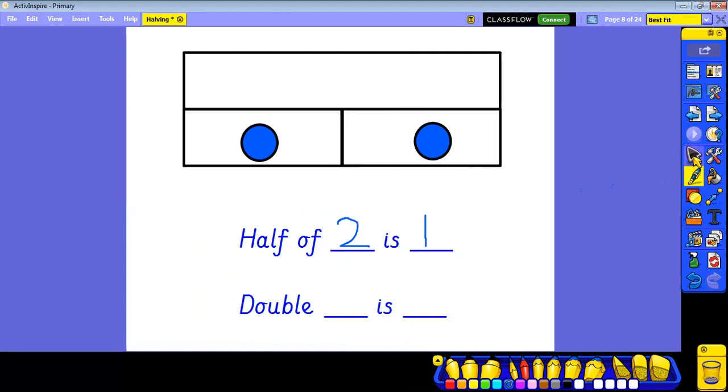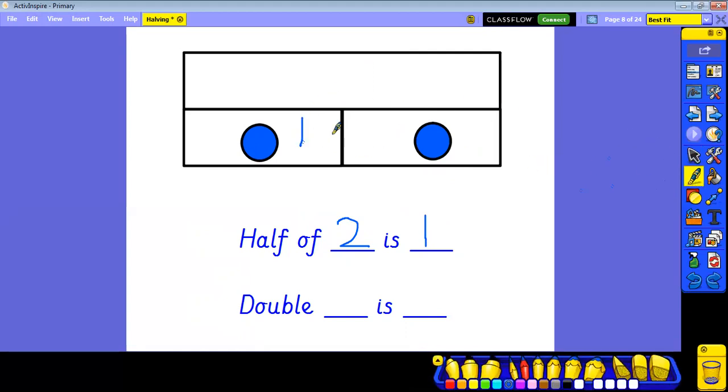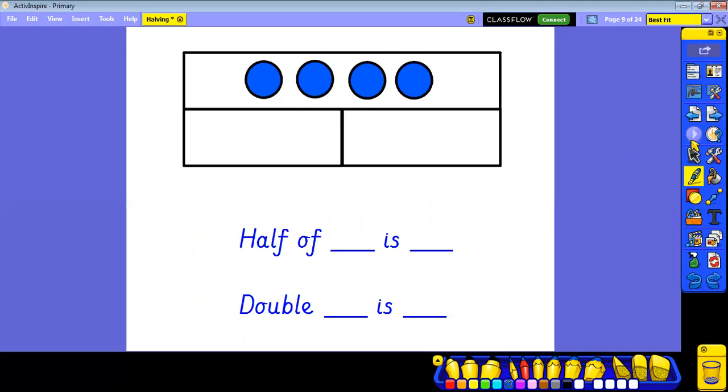But that also means, remembering back to Friday's lesson, that if I've got 2 groups of 1 and they both equal 2, well, we would say double 1, because I've got 2 of them, so double 1 is equal to 2. Excellent.